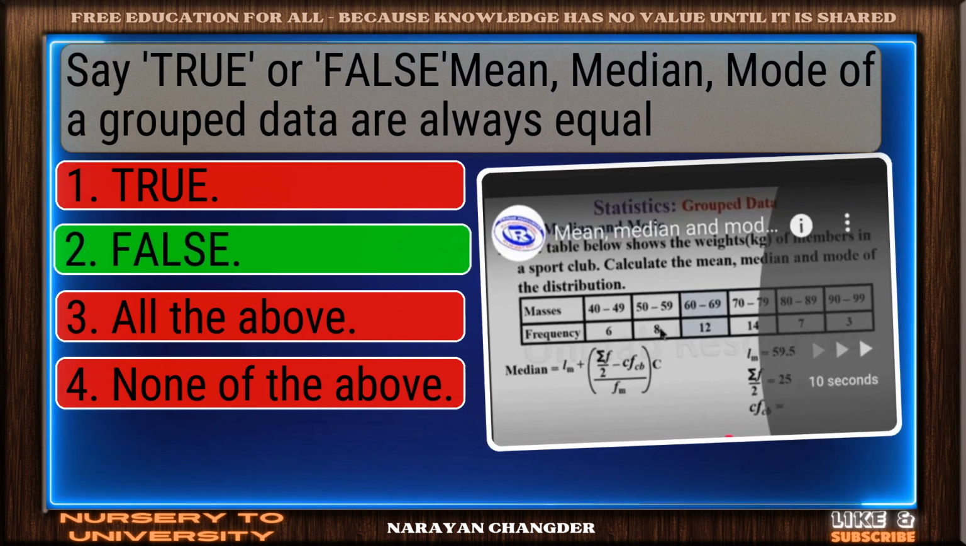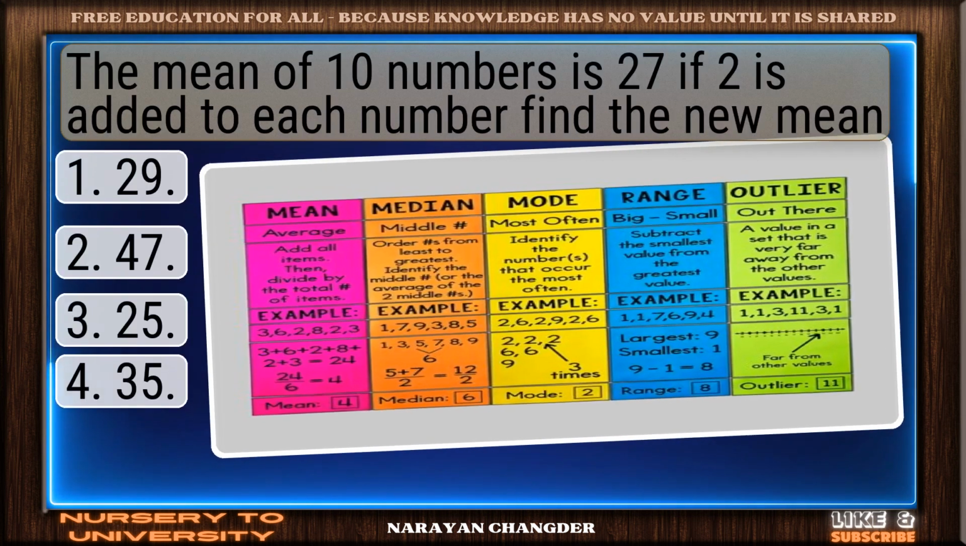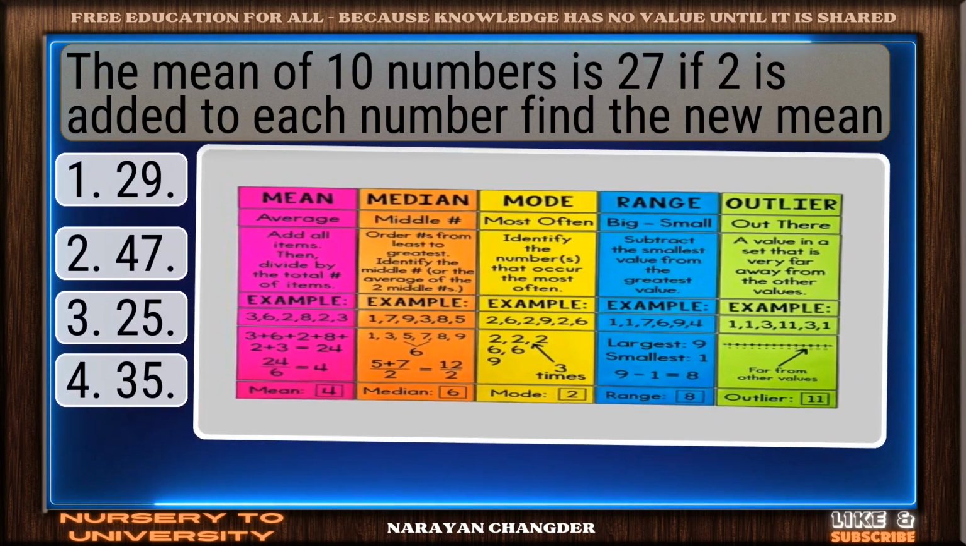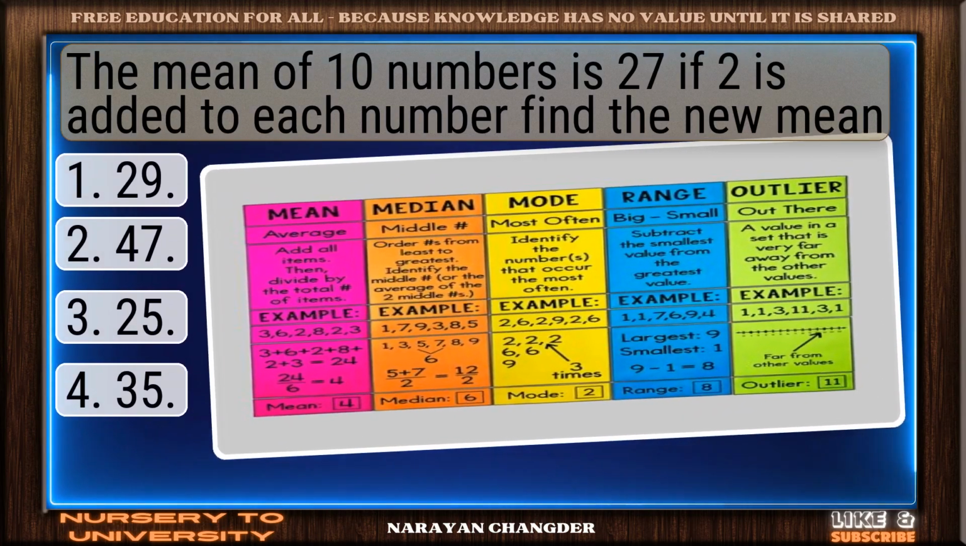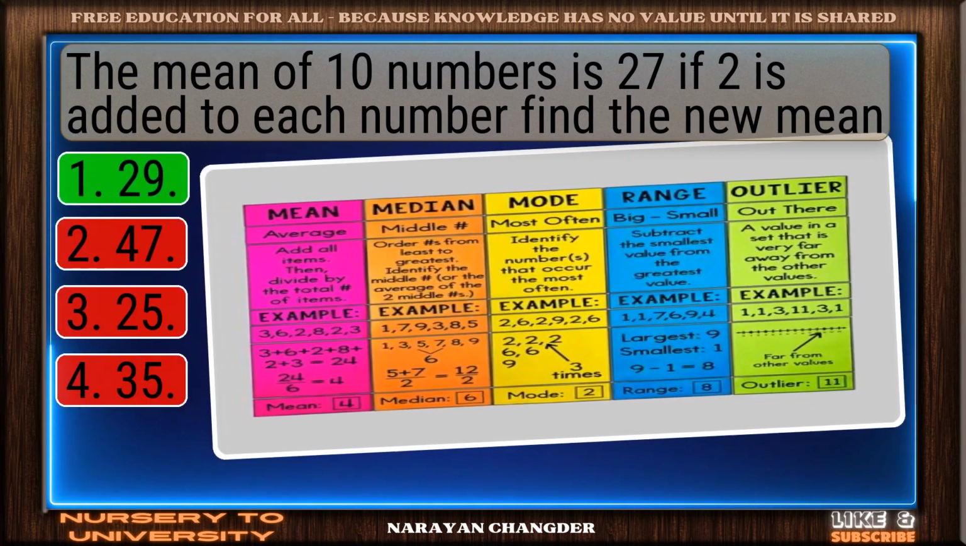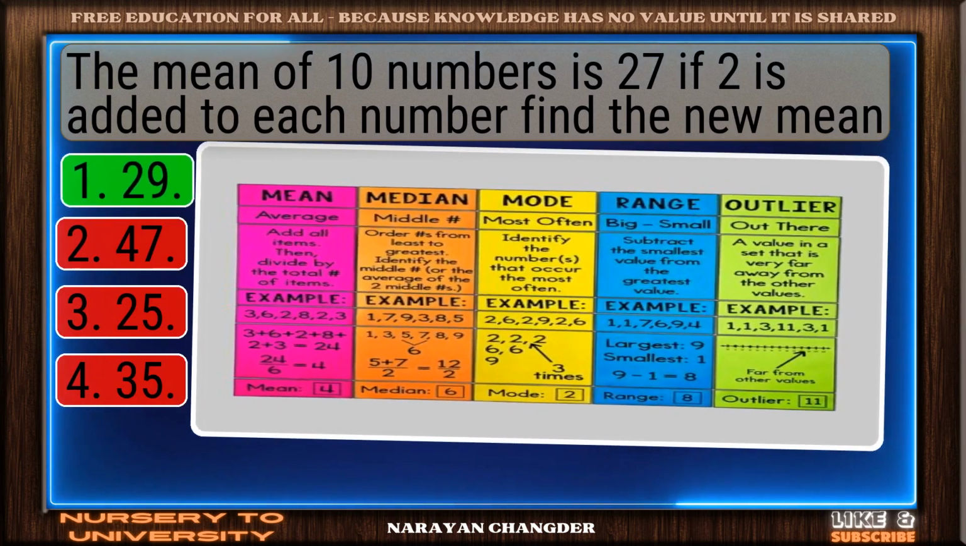Exactly. False makes sense. The mean of 10 numbers is 27. If 2 is added to each number, find the new mean. Nice work. 29 fits perfectly.